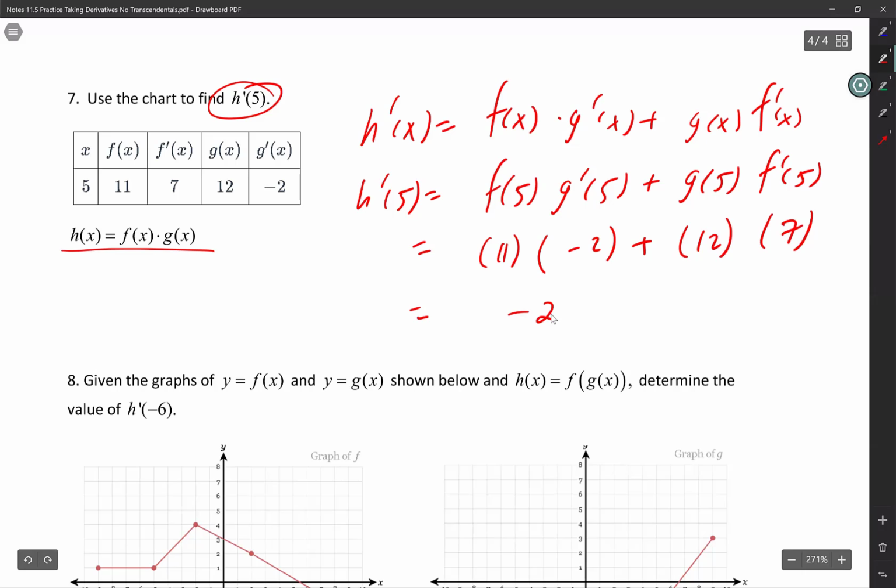So let's see, negative 22 plus 77, 79, 80, 81, 82, 83, 84. Did I do that right? 84, 74, 64, 62. So I think I got 62. Did everyone else get that?